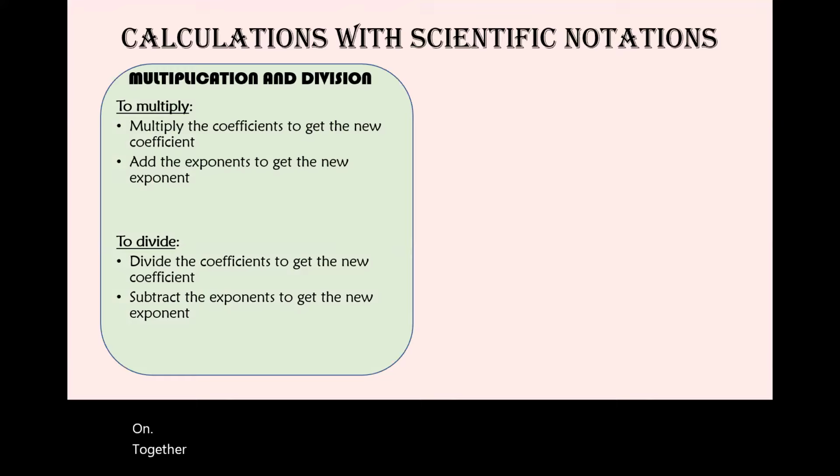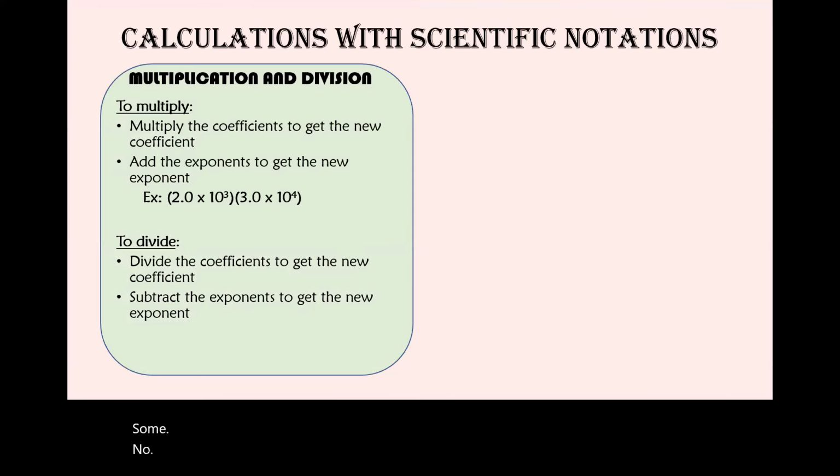All right, so if we are asked to multiply two numbers that are written in scientific notations, you go ahead and multiply your coefficients, and then you add the exponents. For the division, you do the same thing, divide the coefficients, but instead of adding the exponents, we are going to subtract the exponents. So let's look at some examples.